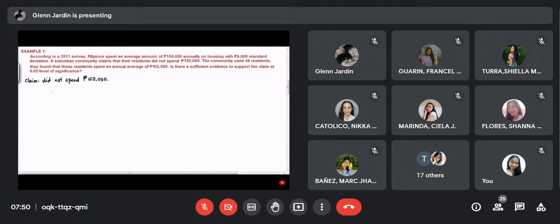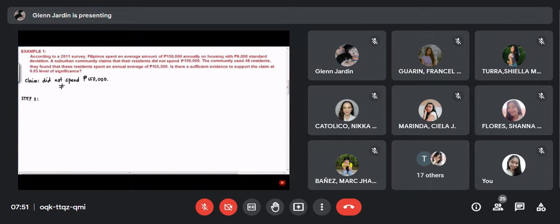Okay? So, pagka alam nyo na yung claim, tingnan nyo guys kung ano yung appropriate or tamang symbol na gamitin para dun sa claim. So, in this case, sabi dyan, did not spend. So, pag sinabi natin did not spend, syempre, ang pinaka-tama na gamiting symbol dyan is not equal. Diba? Pag sinabing did not, ibig sabihin is not equal. Synonymous siya doon. So, ibig sabihin, ang gagamitin nating symbol dyan is the not equal sign. Okay? So, proceed tayo sa step 1 dito.